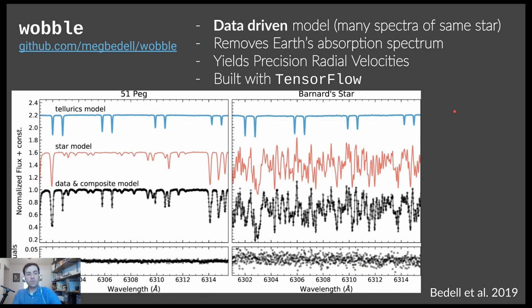So Wobbly is a relatively new framework that does a similar thing. It separates the star spectrum from the so-called Earth absorption or telluric spectrum, telluric model. And it does so in a data-driven way, which is that you acquire many spectra of the same star over the period of months or years, and you combine them in a way that takes advantage of the Earth's motion on its axis and through its orbit that makes the star model and telluric model shift relative to each other. And what you get out is a very high precision composite model and the per epoch precision radial velocities, which are useful for planet finding and other physical applications. It's built in TensorFlow, and you can read about it here.